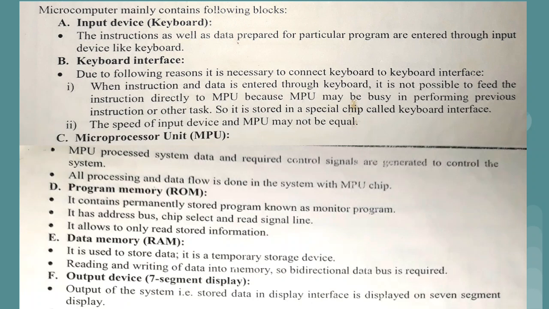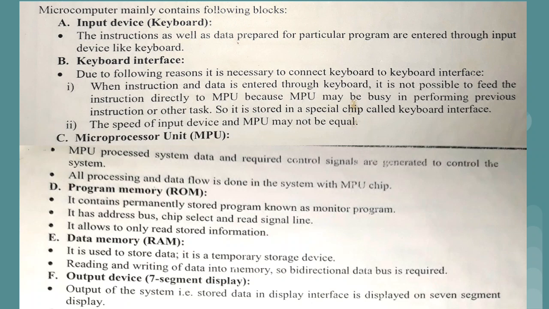So program memory, that is ROM. What is the full form of ROM? Read only memory. So this is one kind of permanent memory. Address bus, chip select and read signal lines, these three things are connected to the ROM. It is read only memory, which means we can only read the content from the ROM. We cannot write or store content. This kind of memory is pre-designed by the manufacturer only.